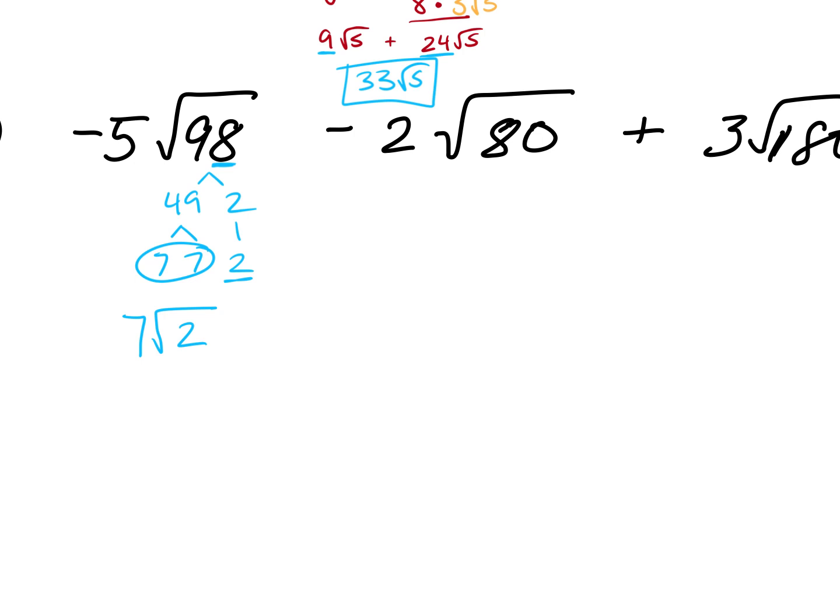Can I move on to the next one? Am I done there? I have to multiply that negative 5. So what's negative 5 times 7? Negative 35. So we have negative 35 square root 2.